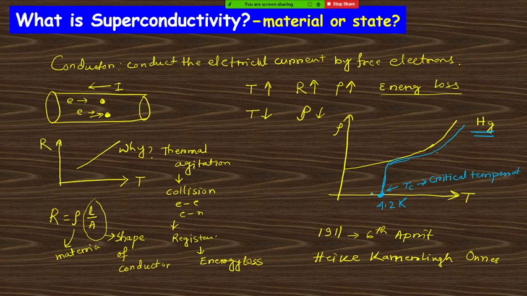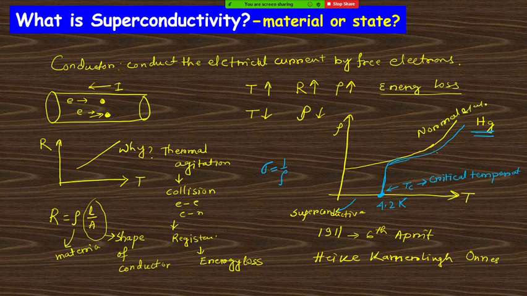That means the conductivity is maximum, or superconductivity, because the conductivity is nothing but the inverse of the resistivity. If resistivity is zero, the conductivity will be maximum. That's why this is called superconductivity. And before that, this is a normal state, right?